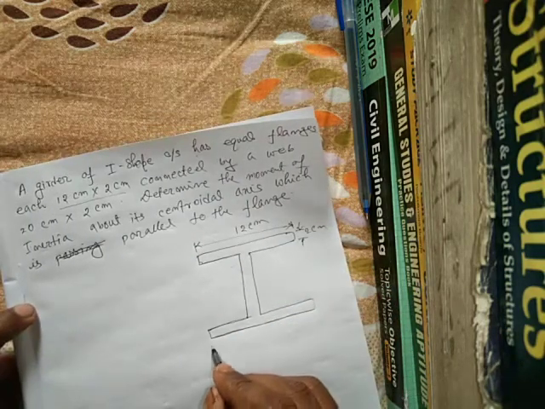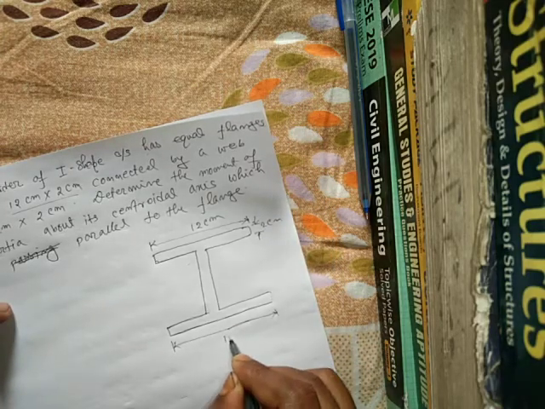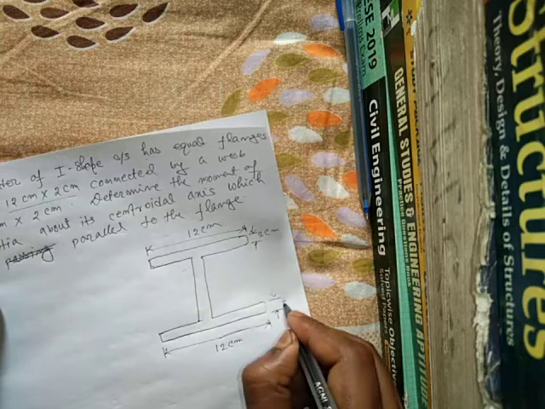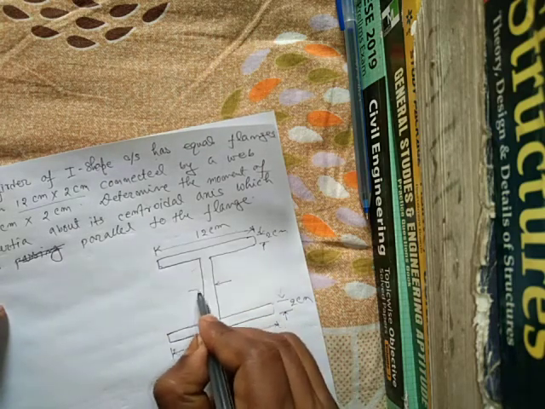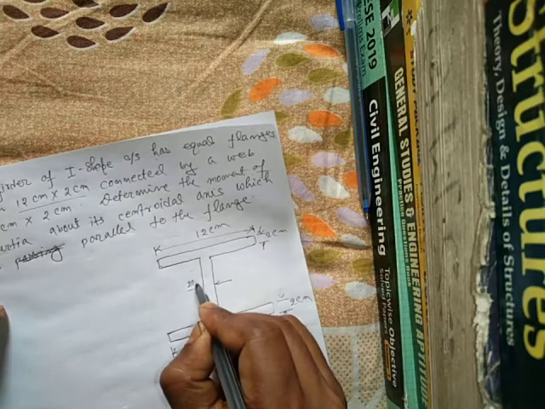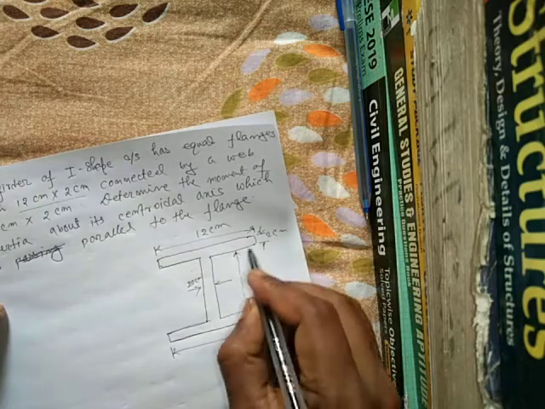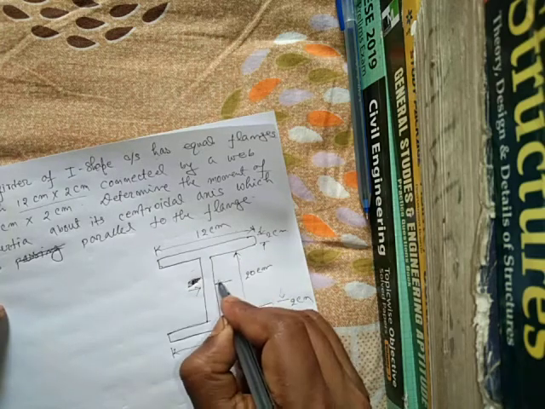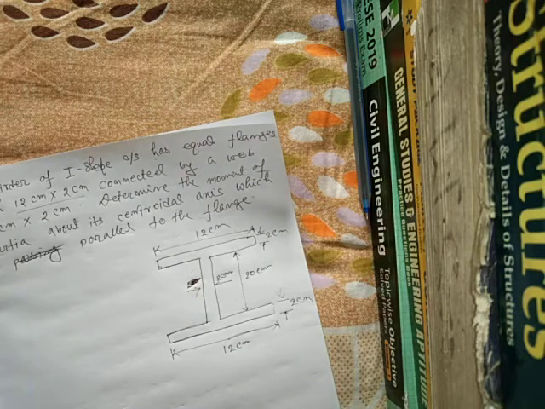Here also the bottom flange is 12 centimeter wide and the thickness of the flange is 2 centimeter, and the web size is 20 centimeter by 2 centimeter. Thickness of the web is 2 centimeter and depth of the web is 20 centimeter.